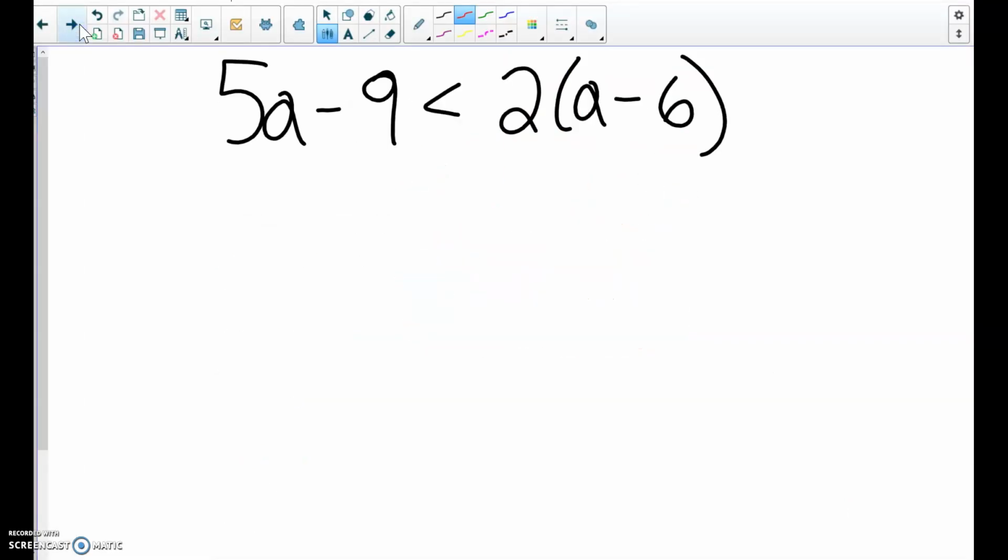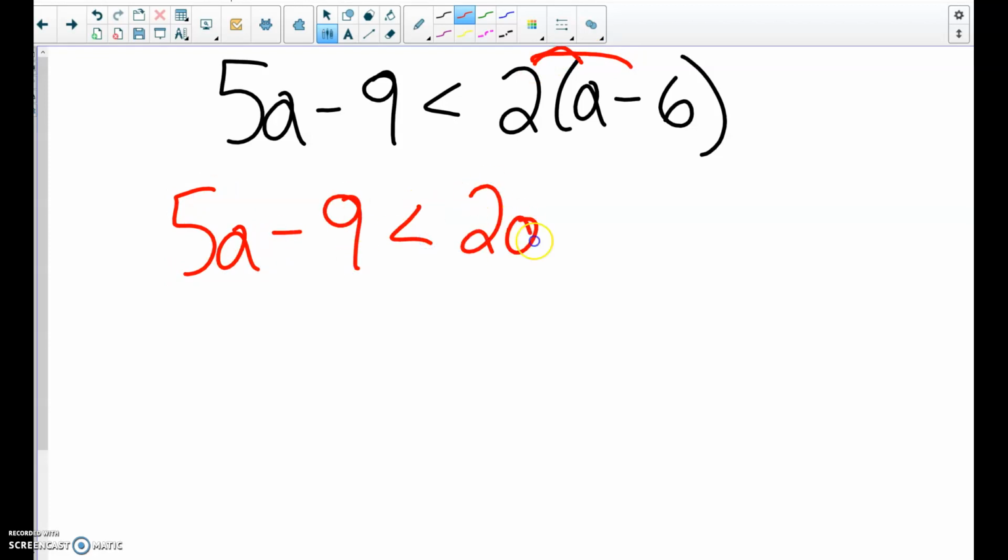So I get 5a minus 9 is less than 2, and then in parentheses, a minus 6. Our first step here would be to distribute. Remember, when we distribute, the 2 is going to get distributed to both. So 2 times a is 2a, 2 times 6 is 12. Since it was a negative 6, 2 times negative 6 is negative 12. The first thing I'm going to do when I want to combine my like terms on an inequality is make sure that I have a positive variable.